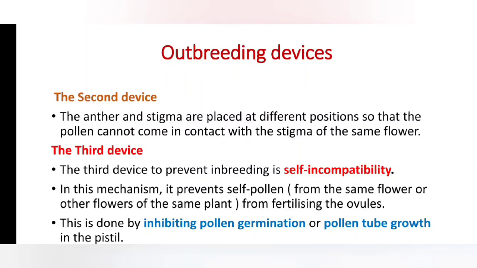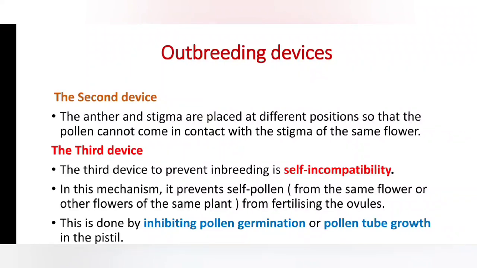The third device to prevent inbreeding is self-incompatibility. What is meant by compatibility? The condition to accept is called compatibility. Here, they don't have the compatibility. That's why self-incompatibility. This is the third device.